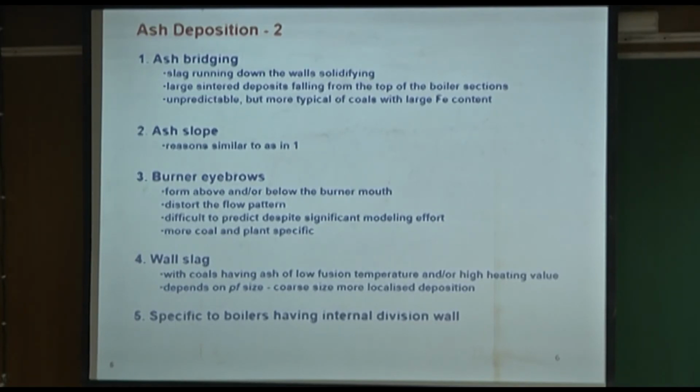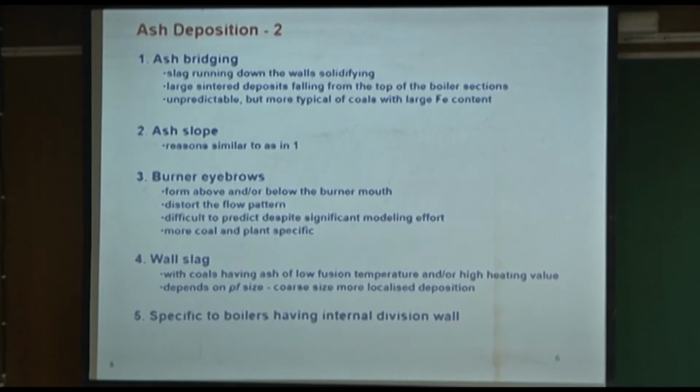If you are not allowing it to flow down or not cleaning it, these also have large sinter deposits falling from the top of the boiler sections, from the platen and superheater region. There will be growth and growth and growth, and at certain times they can just drop. This is very, very unpredictable, but more typical of coals which have very high iron content in the mix.